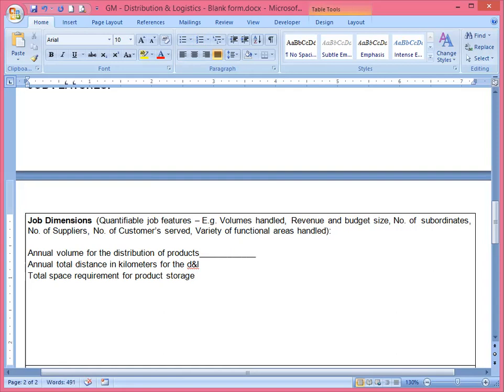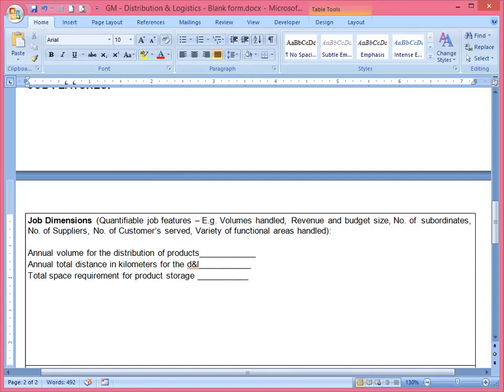Okay, I forgot the blank space here. So here you put the distance in terms of kilometers, and here in terms of square meters, right?